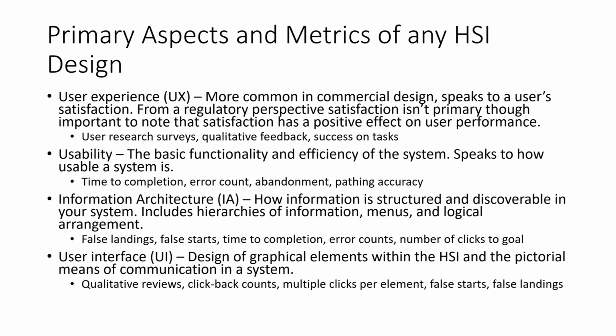So that leads us into usability. Usability refers to the basic functionality and efficiency of the system. So it speaks to how usable the system is. It's not about if you like it or not, it's about can you do it. Then we move to information architecture. This is a bit more abstract. This refers to how information is structured and discoverable within your system. So this will include hierarchies of information, menus, logical arrangement of data structures, those kind of things.